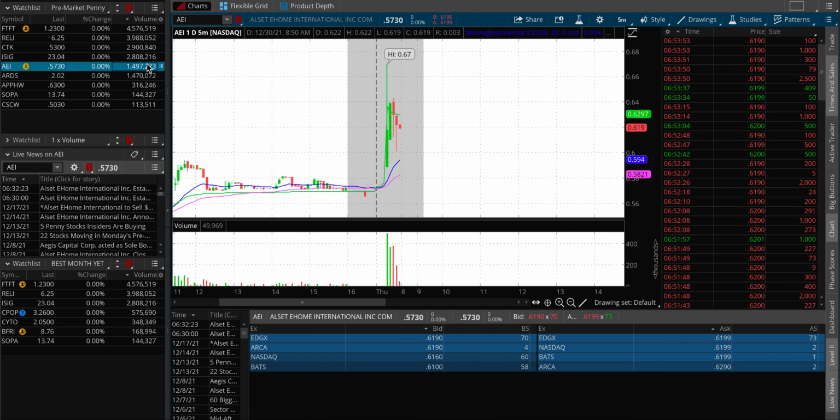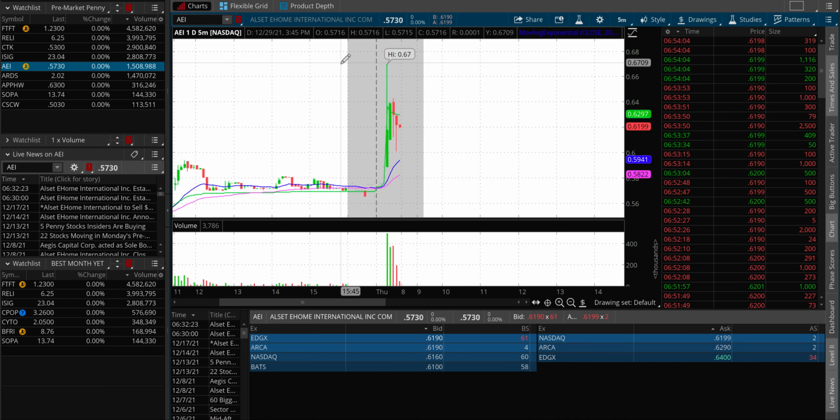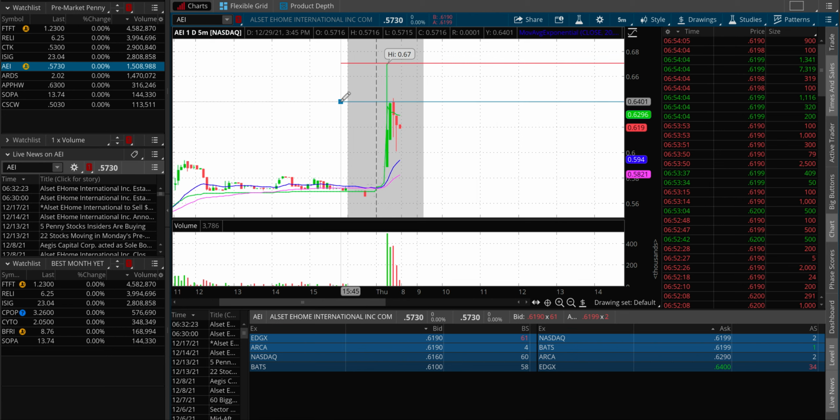Next one is AEI. Another cheap one. This one wasn't always this cheap. I've traded the stock in the past. It can move a lot. It's a good mover, but right now it's a little cheap for me. But anyway, I can mark these levels.